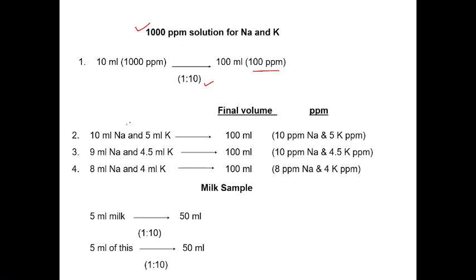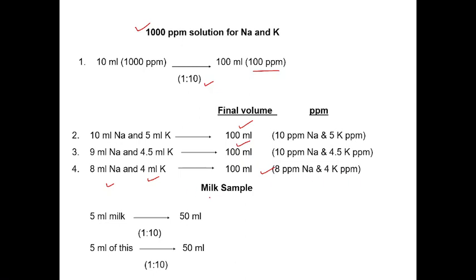And then from that, if you want 10 ppm sodium and 5 ppm potassium, you take 10 ml of sodium and 5 ml of potassium and make up the volume to 100 ml. Similarly, 9 ml of sodium and 4.5 ml of potassium, make up the volume to 100 ml. 8 ml of sodium and 4 ml of potassium, make up the volume to 100 ml. You will have 8 ppm sodium and 4 ppm potassium.